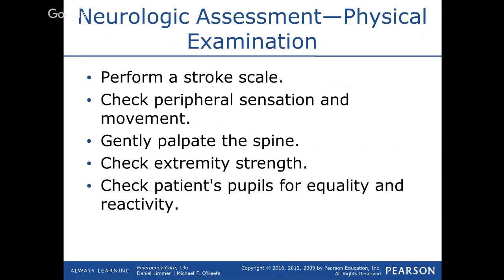Whereas if you make them close their eyes and then say, okay, I'm going to drop your arms and I want you to hold them out, they can't watch it to compensate for that weakness, and their arm drifts down. They aren't able to feel that as well, and so their arm goes ahead and drifts. So that's just something to think about. Check peripheral sensation and movement.